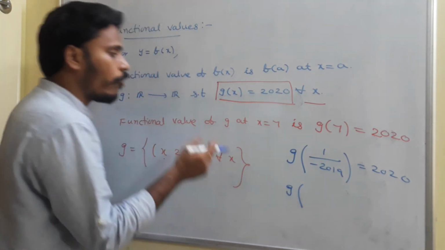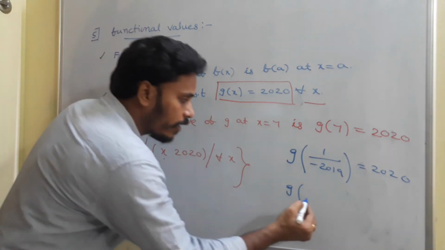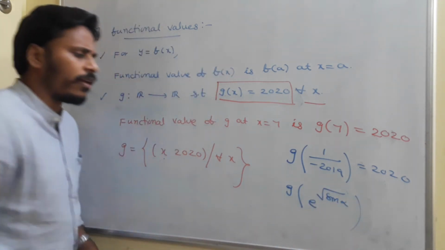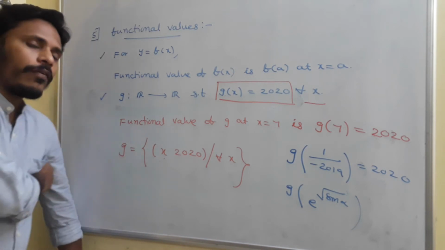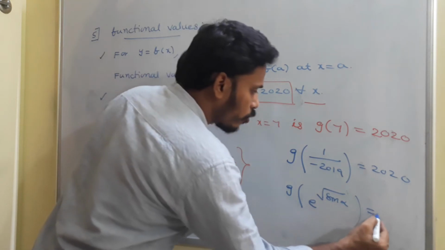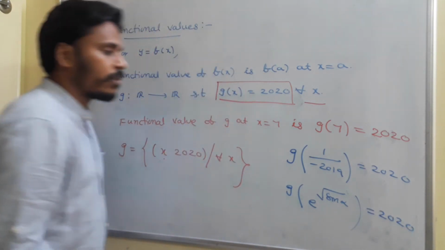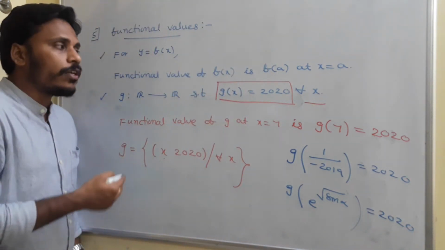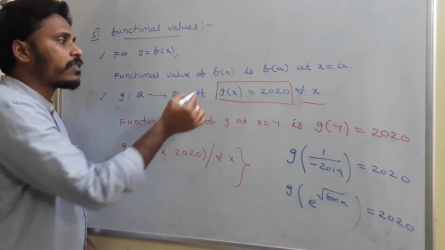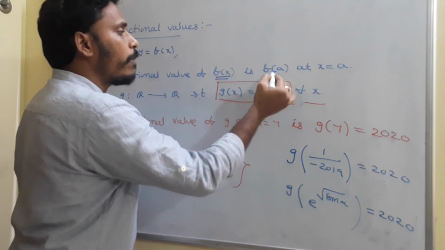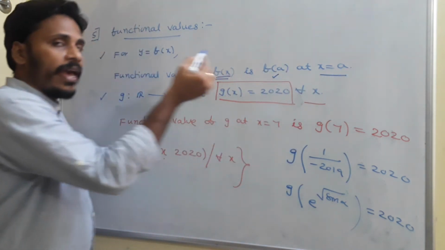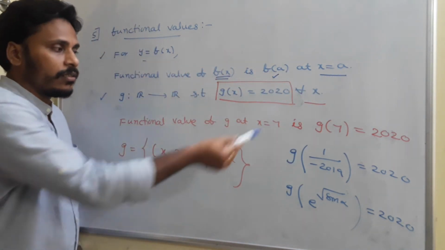The functional value of this function g at the point e power root of sin alpha. I am taking some value, no problem. It's a real value, and for every real value, it connects to 2020 only. So its functional value is 2020. Depending on the function, we calculate the functional value. The functional value of f of x at a is denoted by f of a, and its value is calculated by replacing x with a in the given function, just like this.